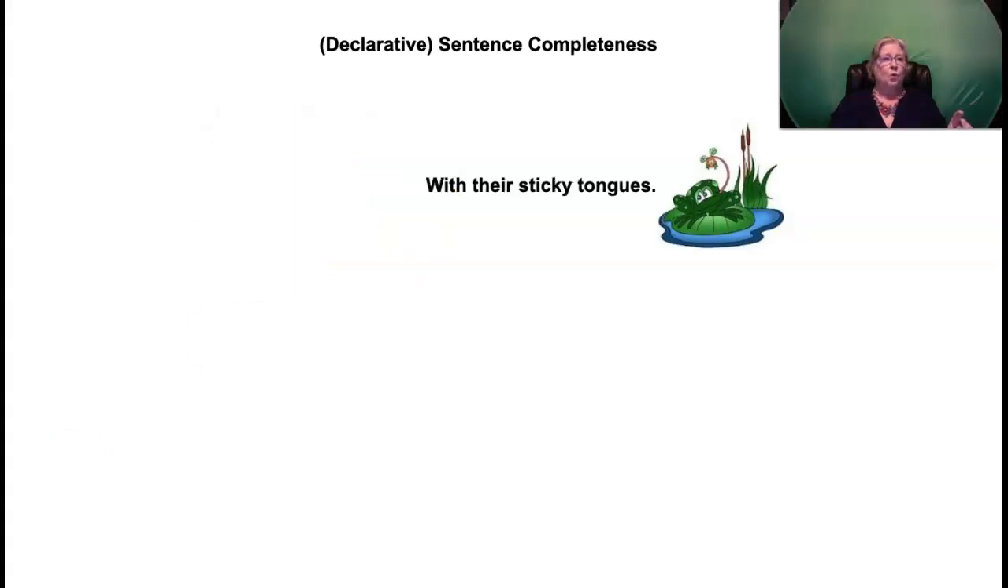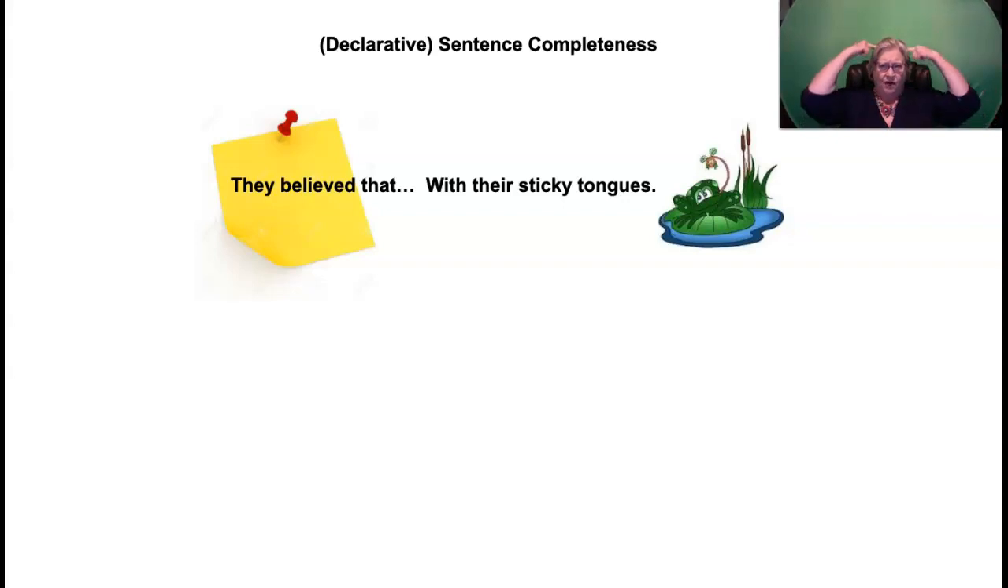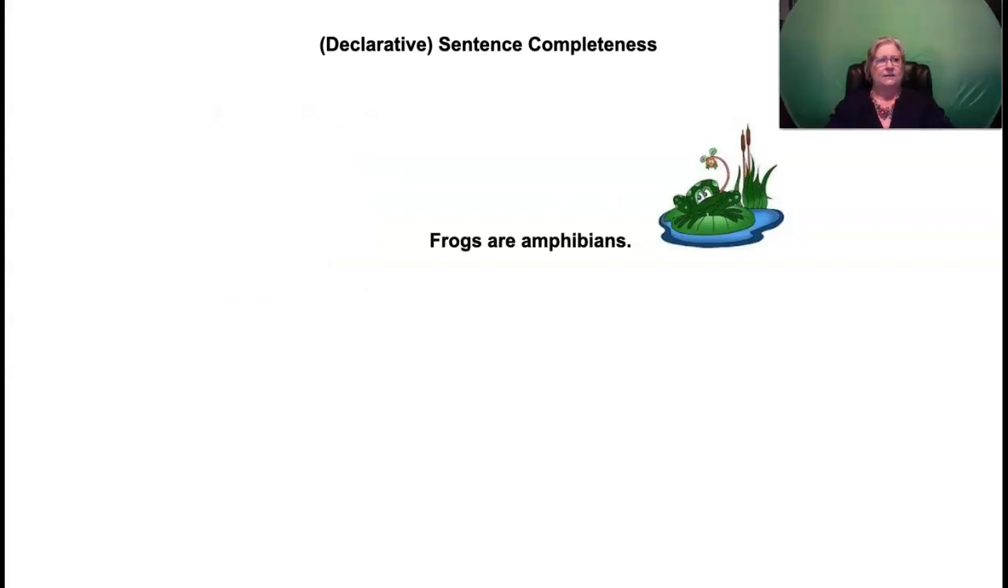All right, with their sticky tongues. They believe that with their sticky tongues. No, that doesn't sound right. I don't have enough information, because what the they believe that trick does, I have to call it a trick because that minimizes it. It's more powerful than that. It triggers that part of your brain that knows what a complete sentence is.